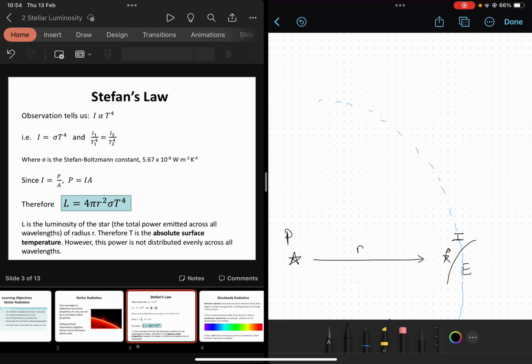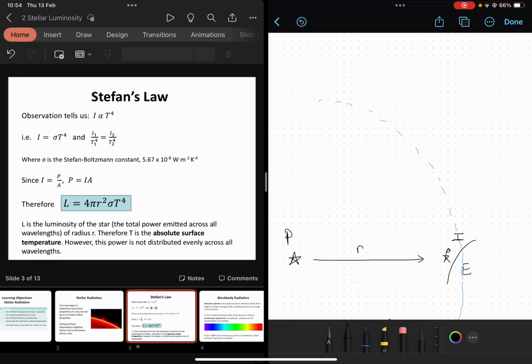You will recall that we've come across the terms power and intensity historically. Power is the actual output of an object. So in this case, the star, it's the number of joules per second being emitted by the star. But we observe the intensity of the star because we're some distance r away, and that power varies according to the inverse square law. The power is shared out over the surface area of a sphere, and the surface area of a sphere is 4 pi r squared.